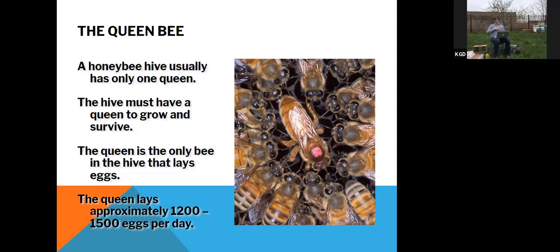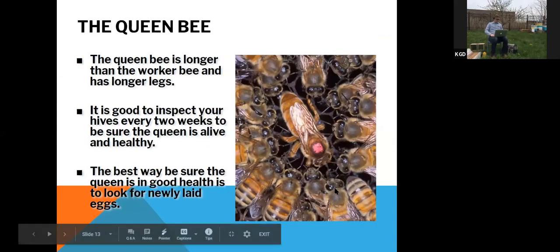So the queen mates once, or roughly once, with a couple of drones for her 3 to 5 year life span, where she lays 1,000 eggs a day during the growing season. So that's millions of sperm. It's crazy that's possible. And all right, moving on. She has a long abdomen.